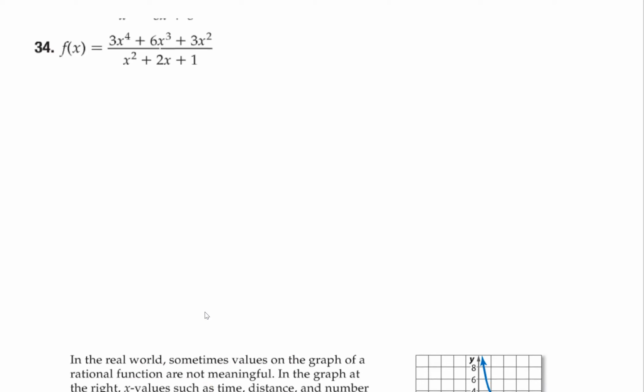Next one, let's do this one real quick. We're almost done. This one right here. Same concept, horizontal asymptote. Look, the top power is bigger. So none. No horizontal asymptote.